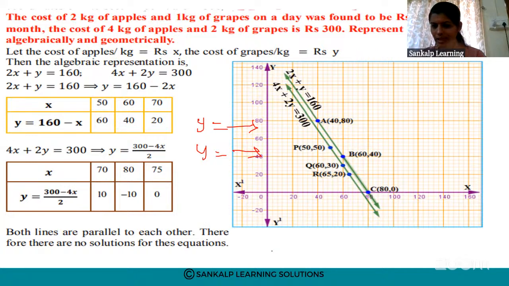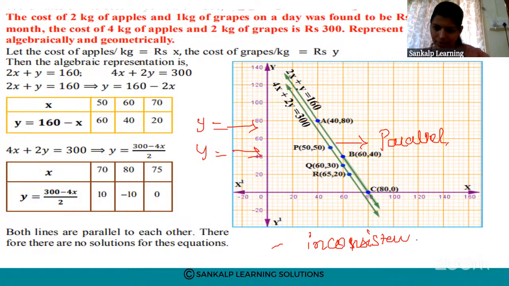Okay. In this case here we are getting two parallel lines. In the previous problem we got two coincident lines, but here we got parallel lines. Okay. So parallel lines. So this pair is inconsistent. Okay. And it has no solution. This is for 5 marks. Okay. Both the lines are parallel to each other. Therefore, there are no solutions for these equations.